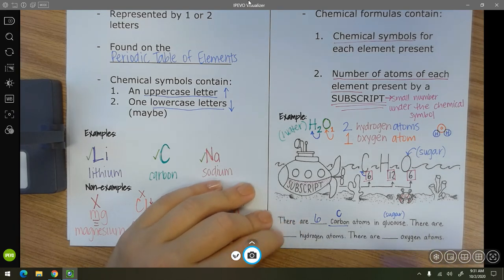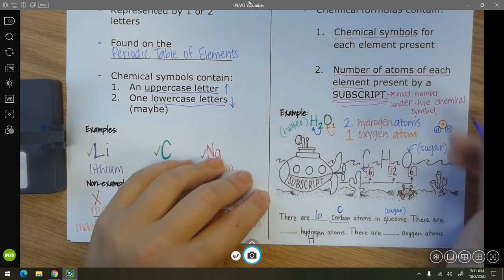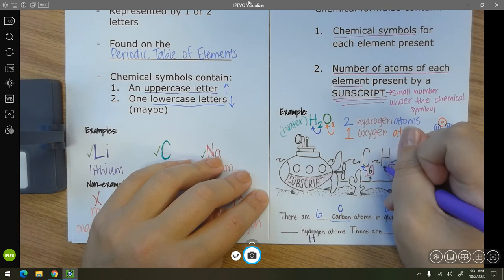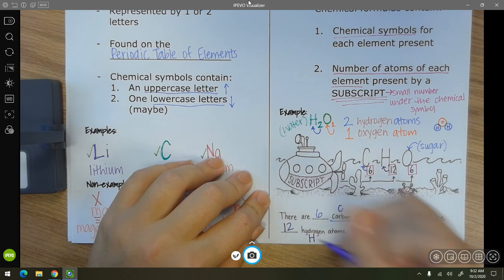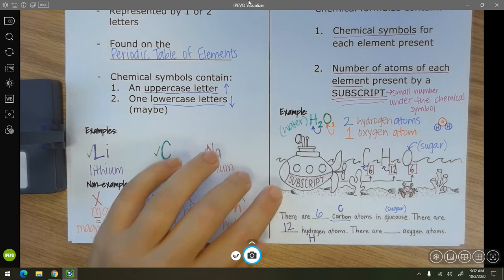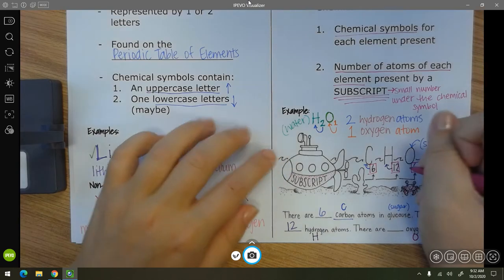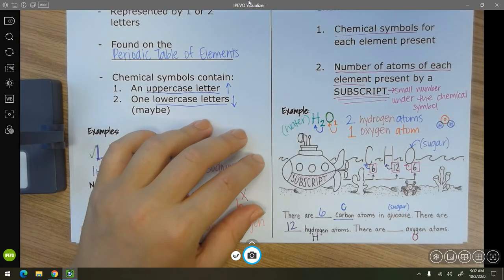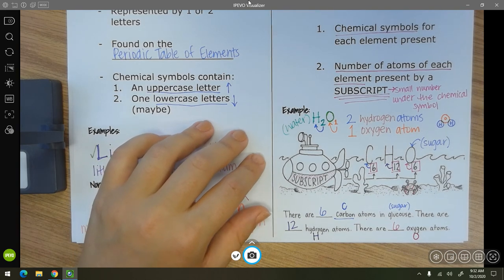Now it asks us, there are blank hydrogen atoms. Okay, hydrogen I know is big H. Where's my big H? It's right there, okay? And that 12 is attached to and goes with the letter to its left. So there are 12 hydrogen atoms, okay? And last but not least is this O. There are blank oxygen atoms. So hopefully what you have left fits with that O, and it does. Oxygen's chemical symbol is O, okay? And it has a 6 attached to it. So again, there are 6 oxygen atoms, okay?